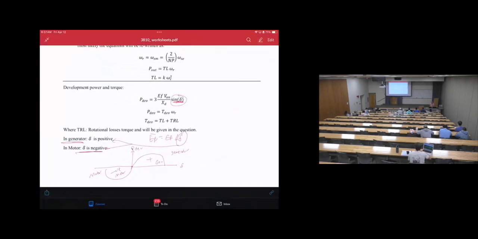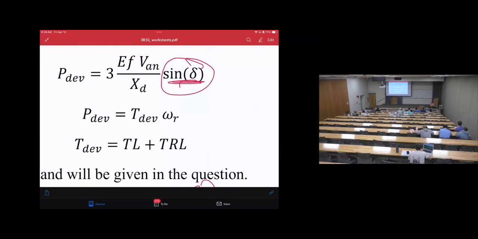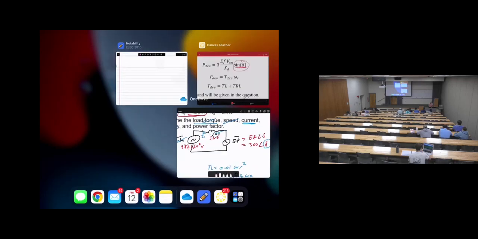Is there any relationship that we can use to find delta? Let's go back to the worksheet and see. PDEV, right? EF is given, VAN is given, XD is given, then sine delta. Okay, do we know PDEV? No. How can I find it? Go to the next equation. PDEV equals TDEV times omega r. Do we know TDEV? Yes, we just calculated it, 360.6. Do we know omega r? Yes, 188.5. Okay, then that's the equation that we can use to calculate delta.